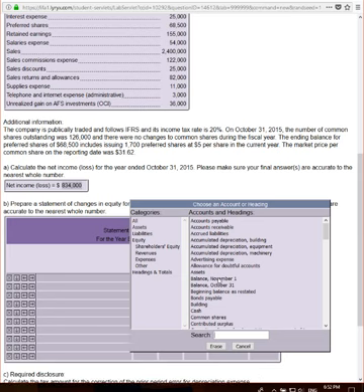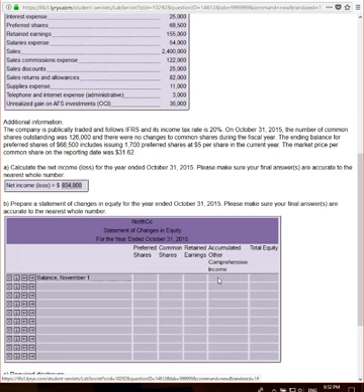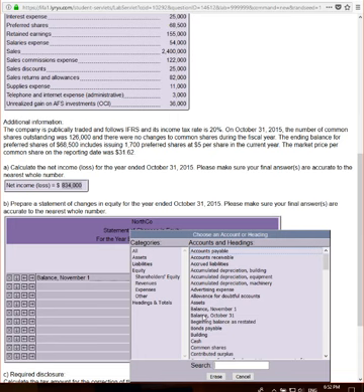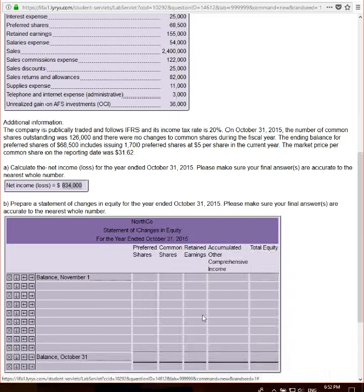So our year end is October the 31st, which is the day before November the 1st. You might want to put the balance of October the 31st down at the bottom, depending on how you want to do that. So we have a bunch of information about the shares in this additional income paragraph. On October the 31st, 2015, the number of common shares outstanding was 126,000, and there were no changes to common shares during the fiscal year. So that means that the opening and closing common shares would be the same number.